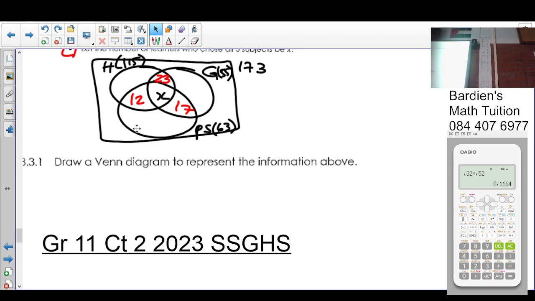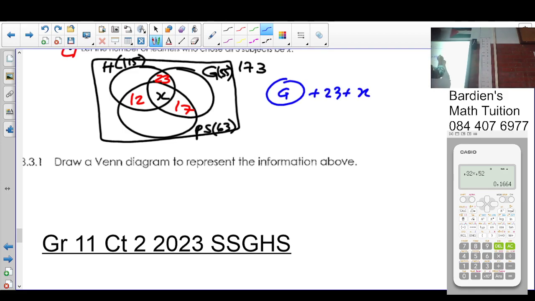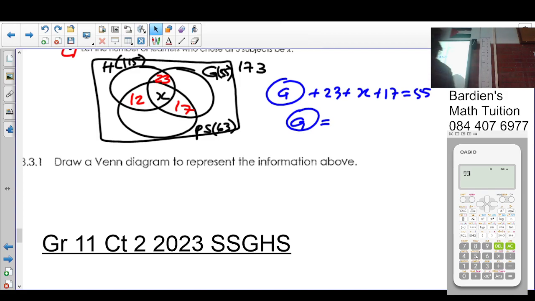Okay. But of course, we can fill this in as well because we've got enough information here. So the blank in geography plus that 23 plus that x plus that 17 adds up to 55. The blank in geography is going to be 55 minus 23 minus 17, which gives us 15. So it's going to be 15 minus x.